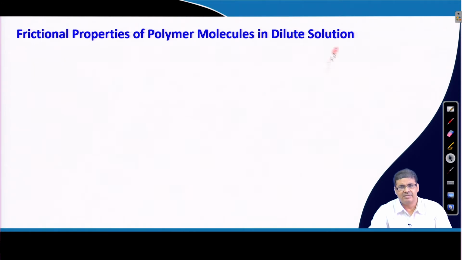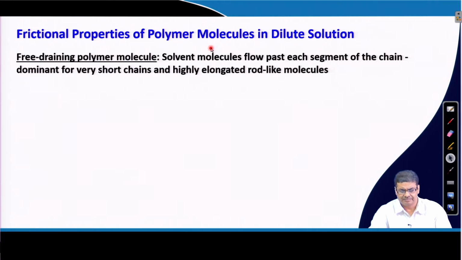We will consider dilute solution because for a concentrated solution we are not interested at this moment, because most of our polymer characterization techniques are done in dilute solution, and we are learning these frictional properties which will help us to understand the techniques which are used to determine polymer molecular weight.